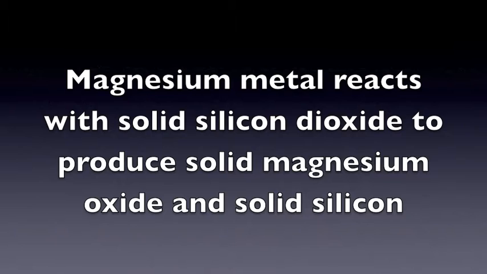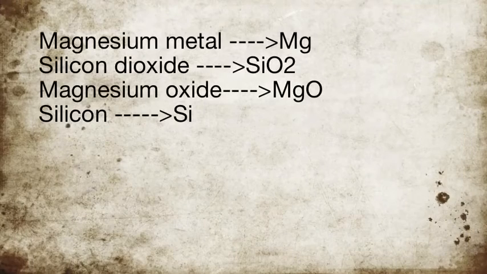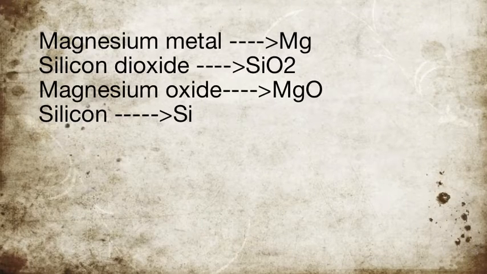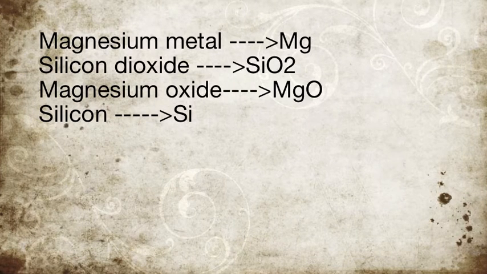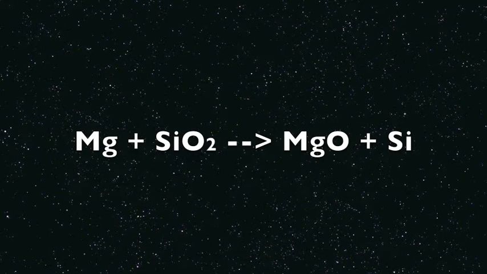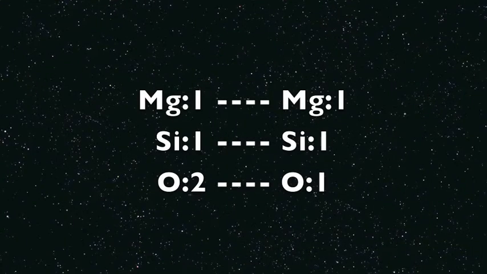Once again, let's break down the nomenclature. So once again, it's important to know how to take word problems and convert them into chemical equations. Note that silicon is not a diatomic molecule. So now we can take this equation and write it out in a form where we have not yet placed any coefficients. Looking at the equation, we have 1 magnesium and silicon on either side. However, we have 2 oxygens on the reactant side and 1 on the product side.